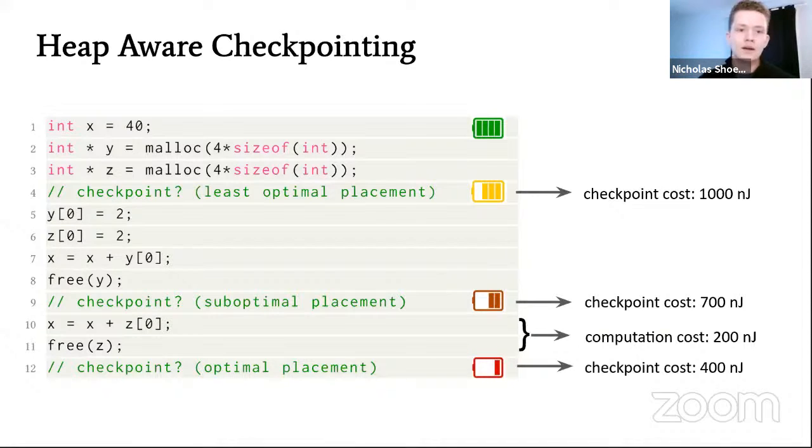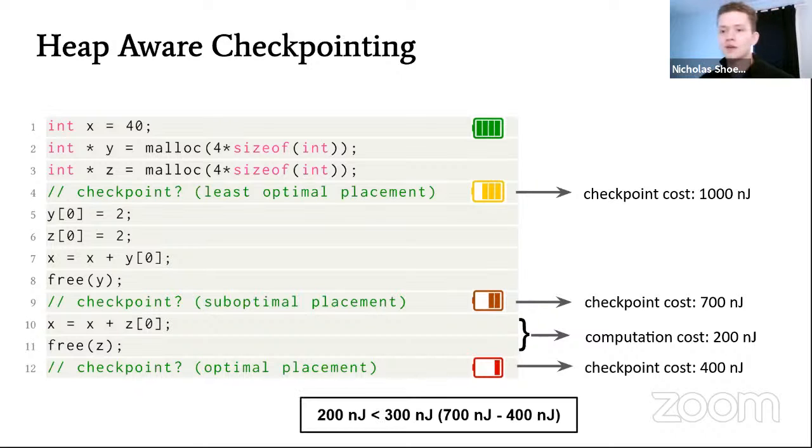We have that calculation on line 10 and then a deallocation, and that only costs 200 nanojoules. That deallocation actually saves us energy. So by the time we reach line 12 and we have a cost of 400 nanojoules, we've actually saved 300 nanojoules just by waiting to the end of our program, which is more than the computational cost of 200 nanojoules.